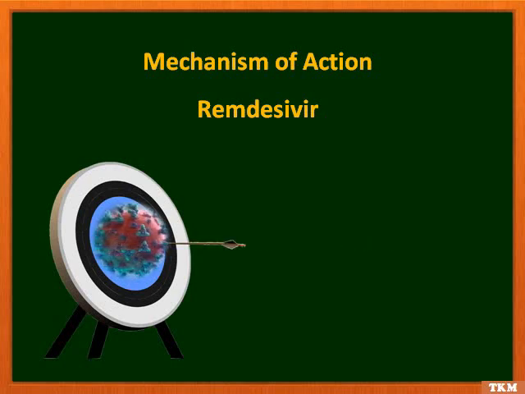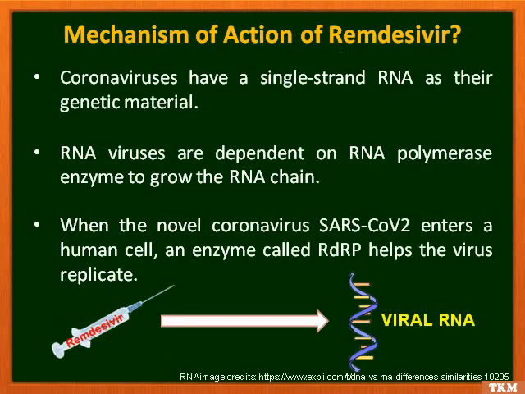Now let's come to the mechanism of action of Remdesivir. We all are aware of this. Coronaviruses have single stranded RNA as their genetic material. RNA viruses are dependent on the RNA polymerase enzyme to grow the RNA chain. So when the novel coronavirus SARS-CoV-2 enters a human cell, an enzyme called RDRP helps the virus to replicate. We are going to discuss this mechanism in detail in the further slides.